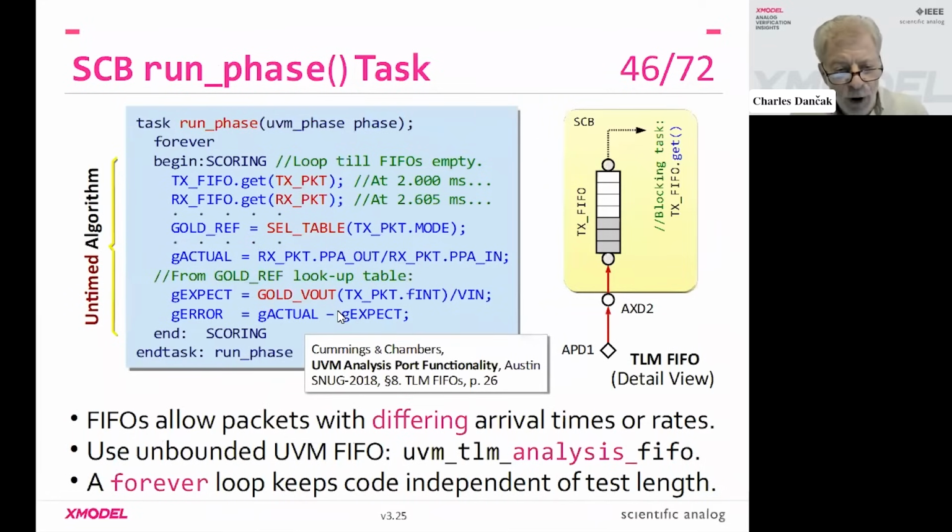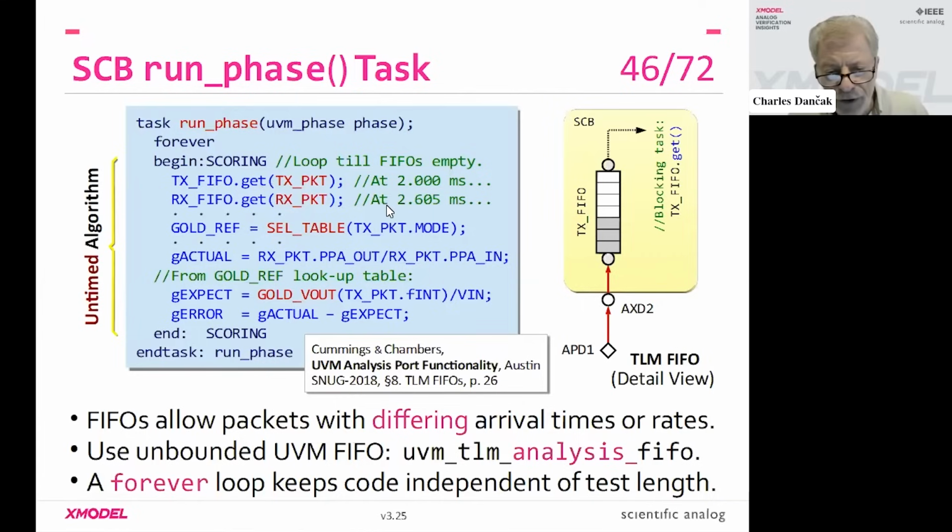Let's look at the run phase task in more detail inside the scoreboard. This is a forever loop. You may be wondering, how does it end? We'll answer that question in a moment. Anyway, we get the latest packet, driver side from TX50, monitor side from RX50.